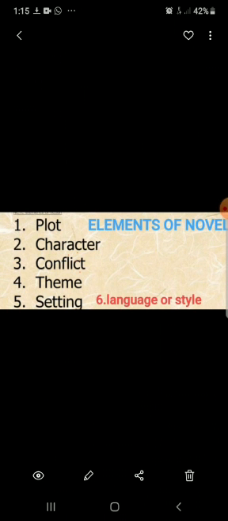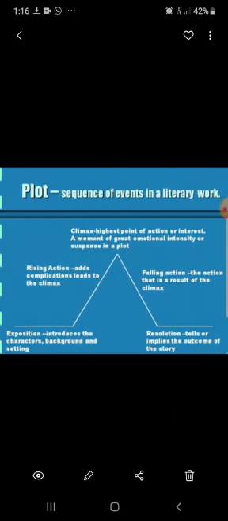Now the first one is plot. What is plot? So plot is a narrative story. We can say it is the sequence of the events which make up the theme. Plot may be simple or complex also. So a story consists of some subplots also. In simple words, we can say that plot is a sequence of events or incidents in a story or a novel.